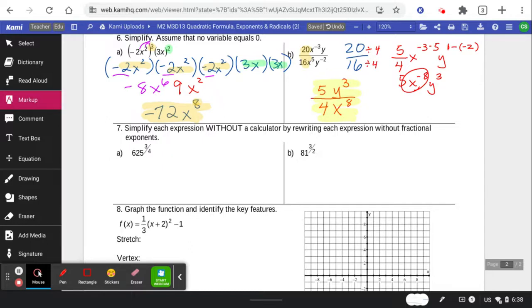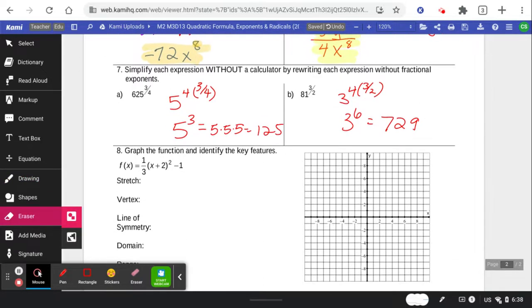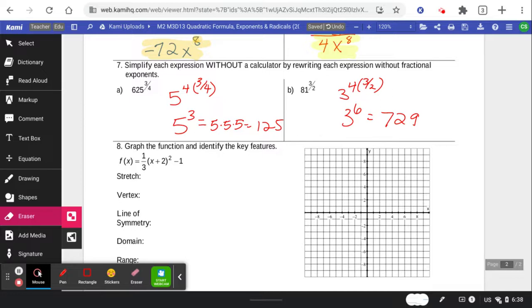Simplify each expression without a calculator. 625 can be rewritten, look at your green sheet, as 5 to the fourth times 3/4 power. That makes 12/4, or just 5 to the third, which is a final simplified answer of 125. 81 can be rewritten as 3 to the fourth power. 4 times 3 is 12. 12 halves is 6. 3 to the sixth power, which is 3 times 3 times 3 times 3 times 3 times 3, gives us 729, fully simplified.